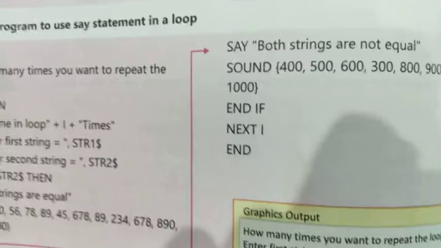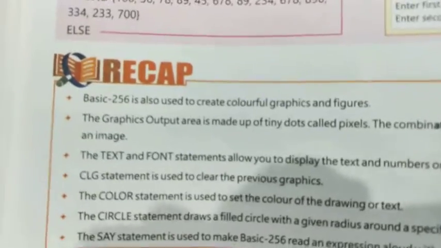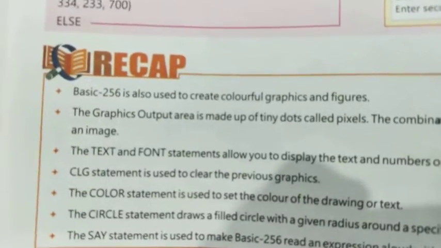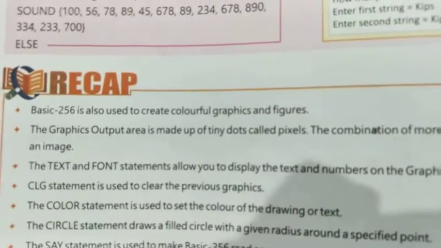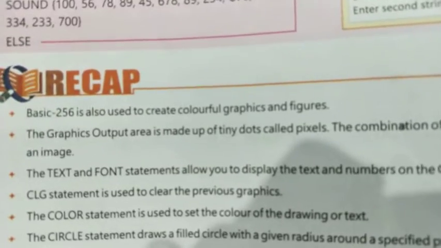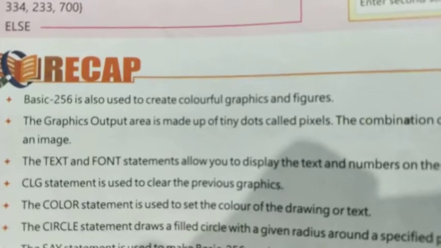Here is the recap of all those things we have learned in this chapter. BASIC 256 is used to create colorful graphics and figures. Second, the graphic output area is made up of tiny dots called pixels. The combination of more than one pixel together forms an image. Third, the text and font statements allow you to display text and numbers on the graphic output area.